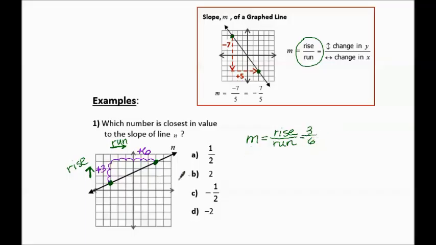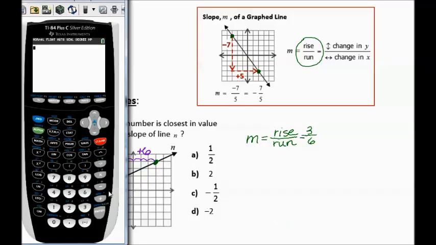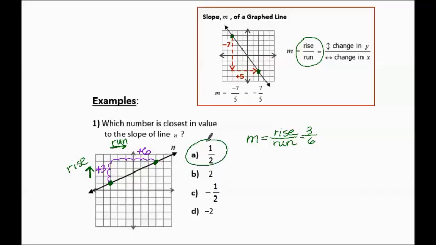But this fraction needs to be simplified. You can use your calculator for that if you want. 3 divided by 6, and then you hit math enter to turn that into a simplified fraction of 1/2. So your answer here would be option A, 1/2.